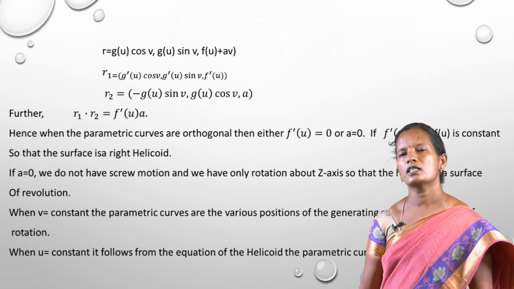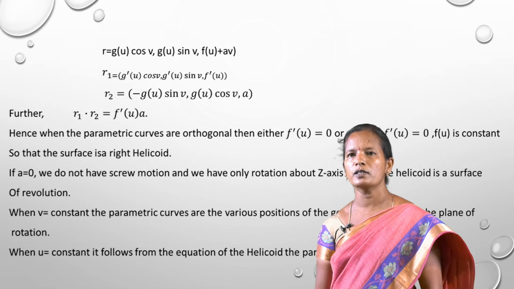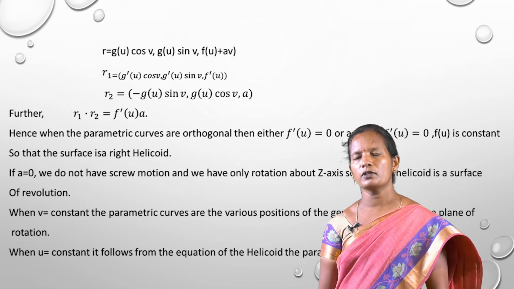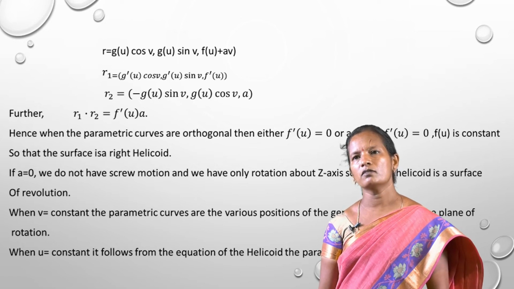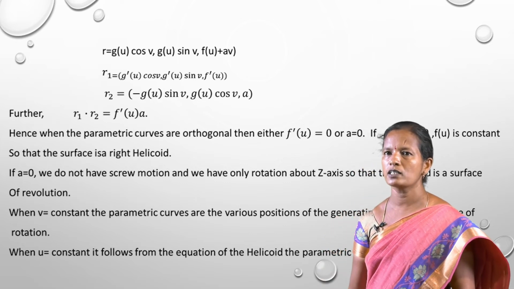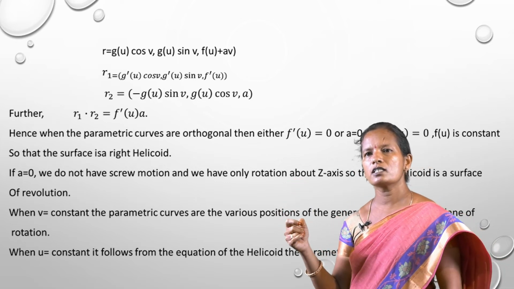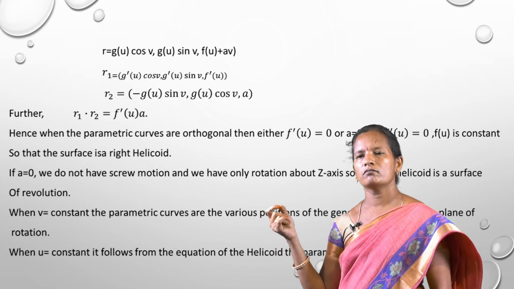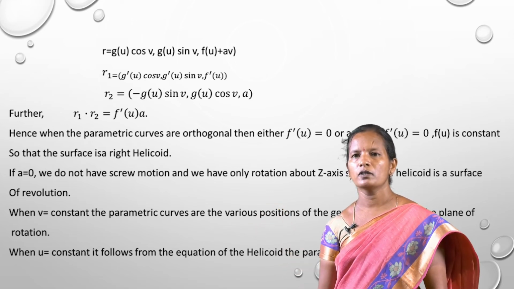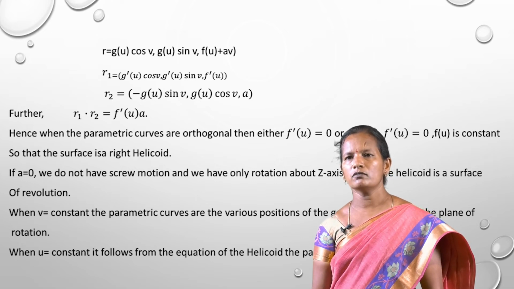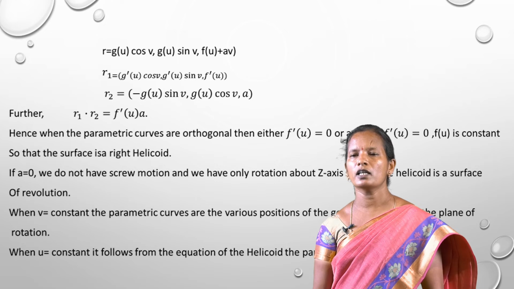R1 vector, differentiate R with respect to u. The value of R1 is (g dash of u cos v, g dash of u sin v, and the last z coordinate f of u differentiated with u, we get f dash of u). Next, R2 vector, R2 means differentiate R with respect to v, that is (minus g of u sin v, g of u cos v, comma a, the z coordinate value). Taking the dot product between R1 and R2, we get the value f dash of u into a.